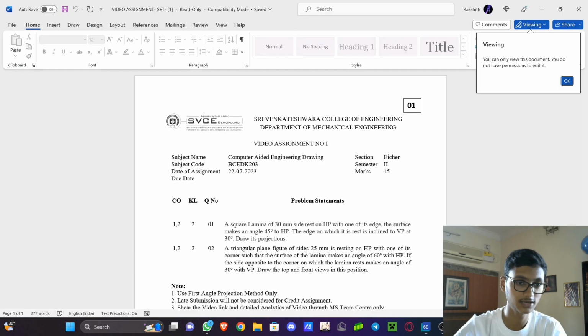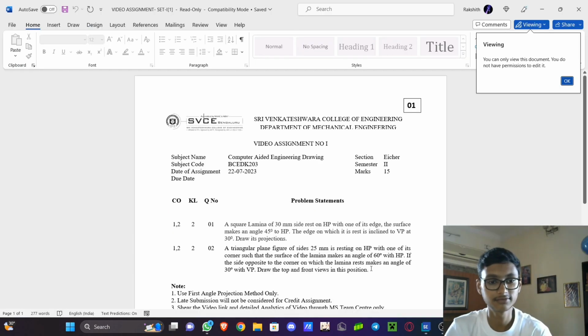Now let us see our second question. A triangular plane figure of size 25 mm is resting on HP with one of its corners such that the surface of the lamina makes an angle 60 degree with HP. If the side opposite to the corner on which the lamina rests makes an angle of 30 degree with GP, draw the top and front views in this position.